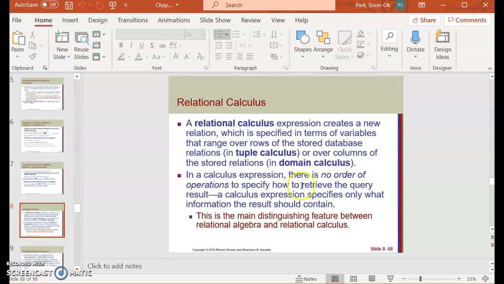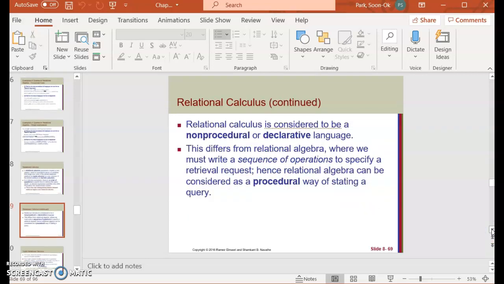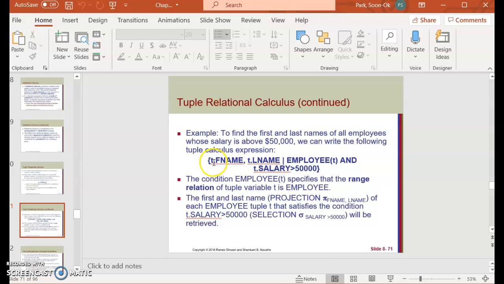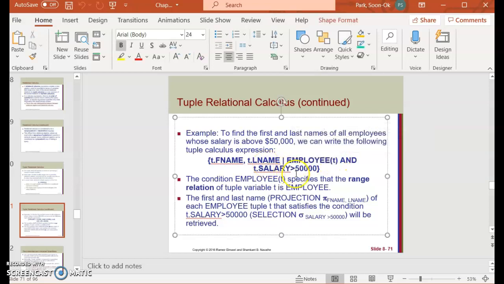Now moving to calculus, you can express queries in tuple calculus or domain calculus. Calculus is a non-procedural language, but algebra is a procedural language. Tuple calculus selects a tuple such that the following condition is met. For example, tuple.fname and tuple.lname, where the tuple belongs to employee and the tuple's salary attribute is greater than 50,000. That is expressed using tuple calculus.